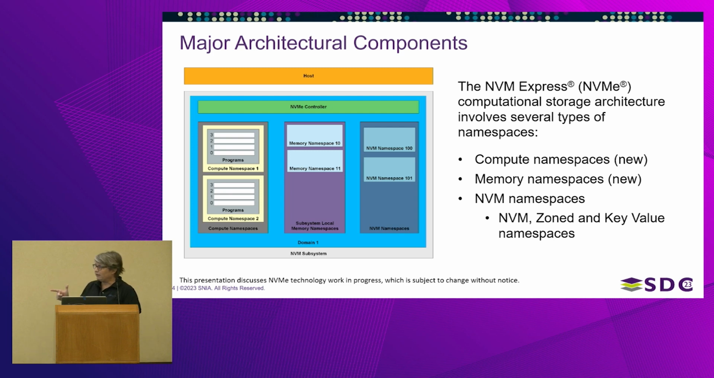So on the far left, we have compute namespaces. This is a new type of namespace that allows you to do computation on things that are in memory. And speaking of memory, the next new type of namespace in the middle, in purple, are memory namespaces. These are namespaces that are composed of memory that is local to the storage device.